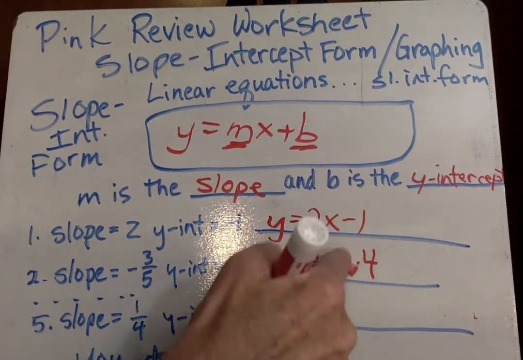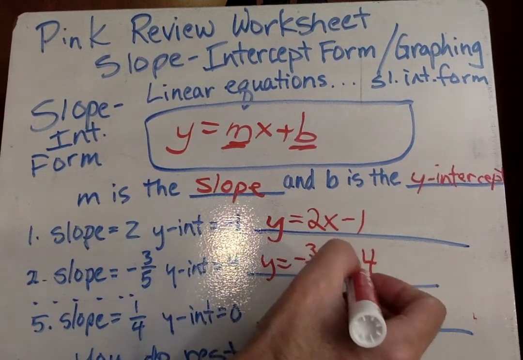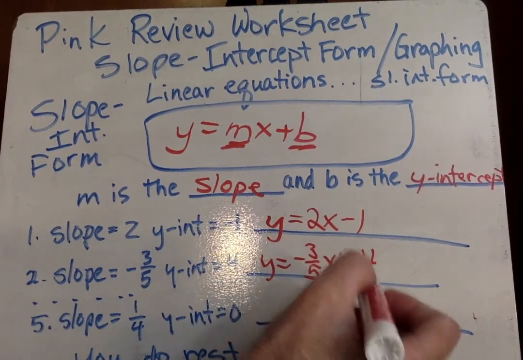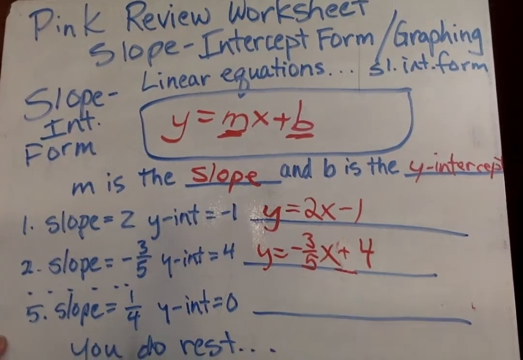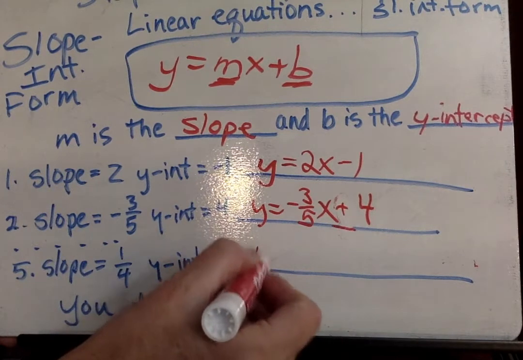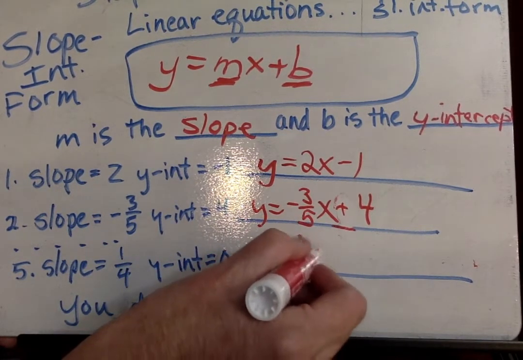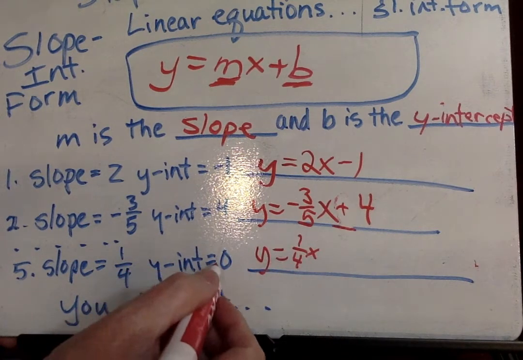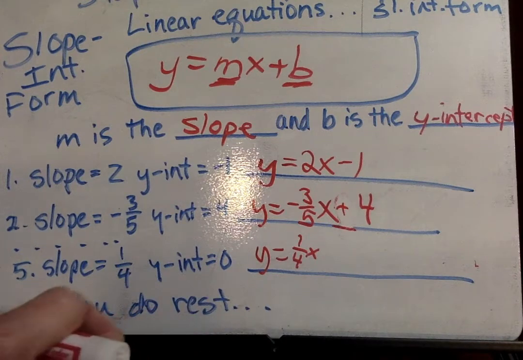Oh, that's terrible. Oh, that's even worse. Okay. Next, I'll let you do 3 and 4. I'm going to just go on to 5. 5 is a little bit trickstery. Slope is 1/4. So y equals 1/4 x. Now, if the y-intercept is 0, we just don't write it over there. We just leave it like that, and we're done.